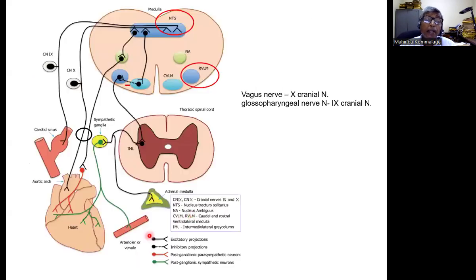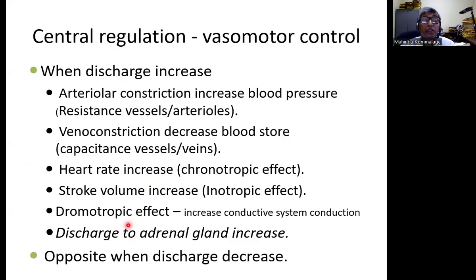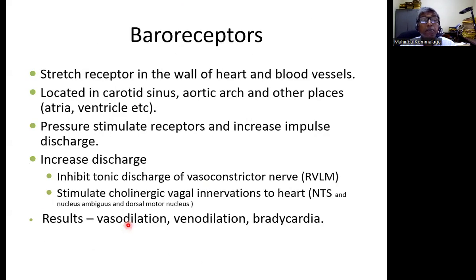RVLM can be excited and inhibited. If it is excited, it sends impulses to this pathway. If it is inhibited, it will not send impulses to this pathway, and all these things get inhibited. Right? So that is the action of RVLM.